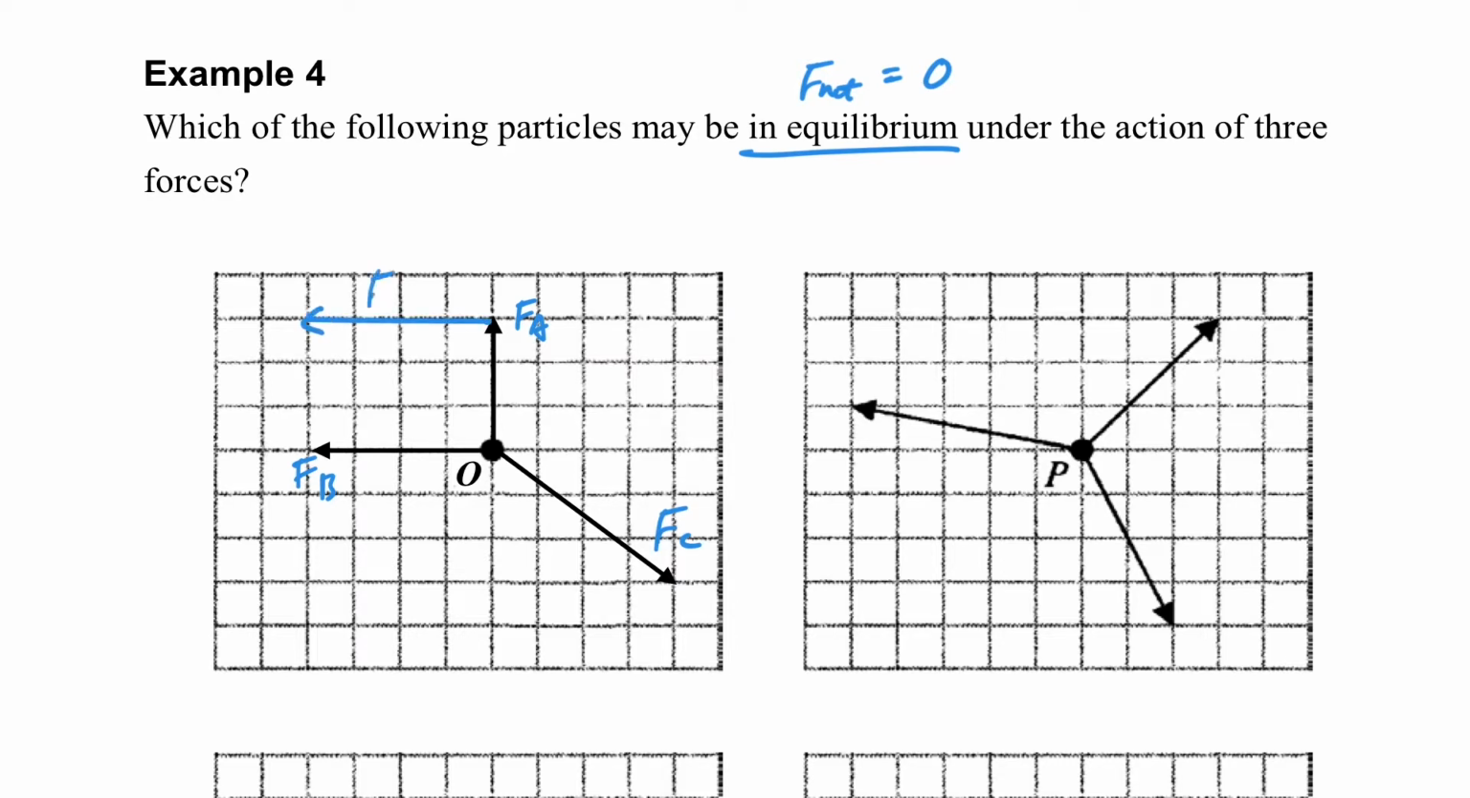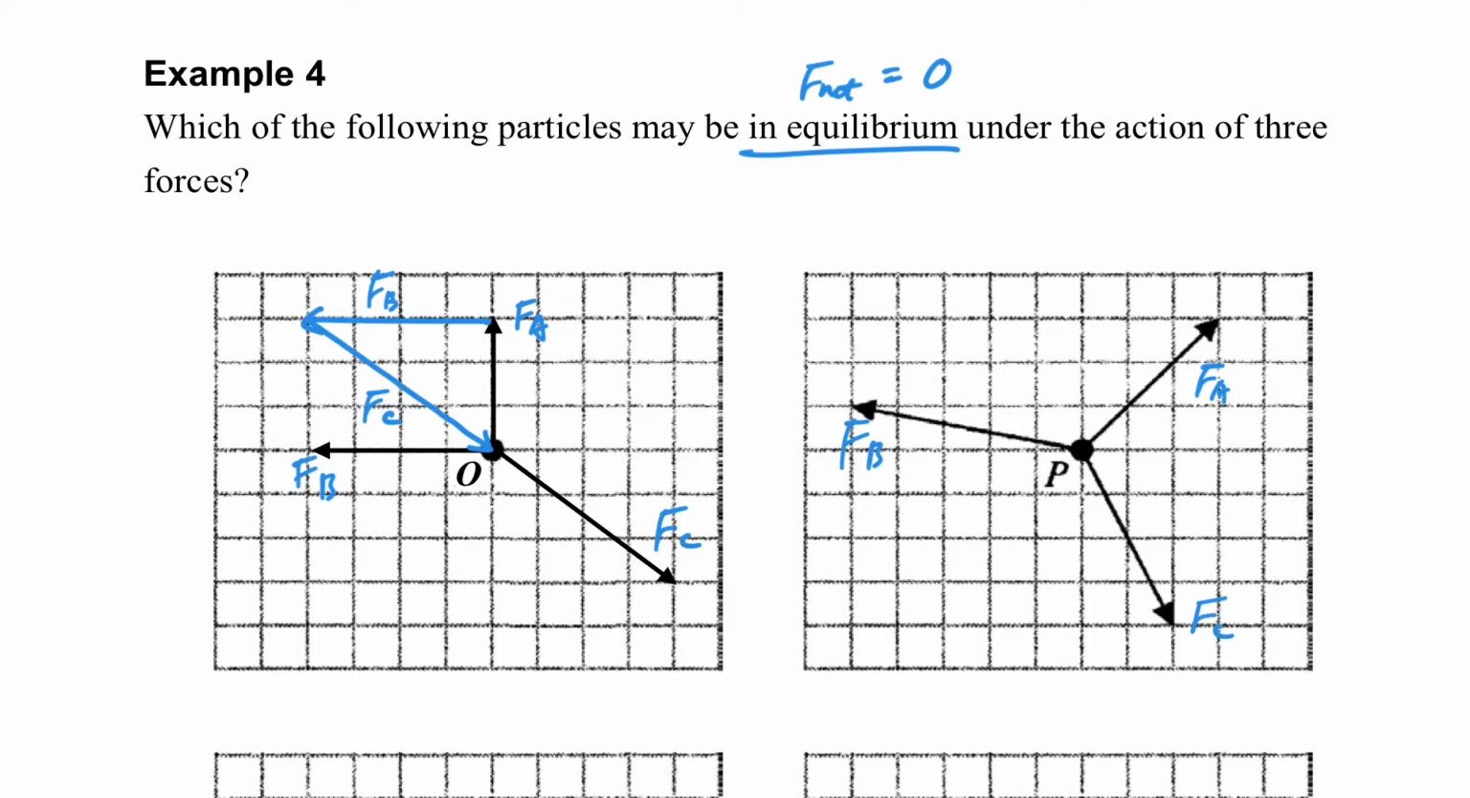Now we use the tip to tail method to draw the forces and find the net force. So you can see that the three forces, the combined effect, is going back to the original position. That means the net force of this diagram is 0.